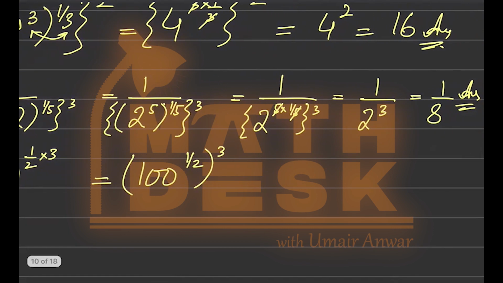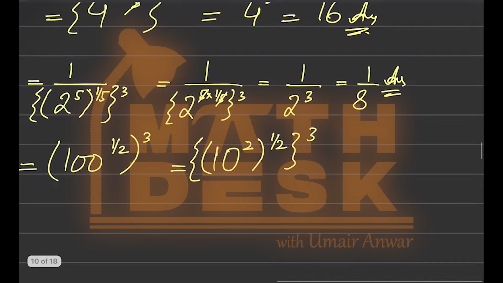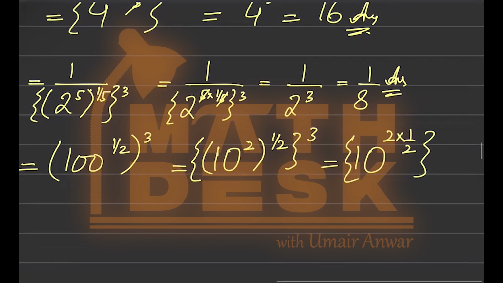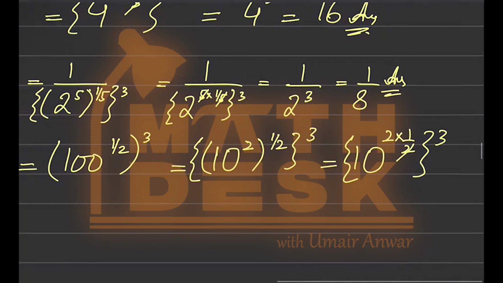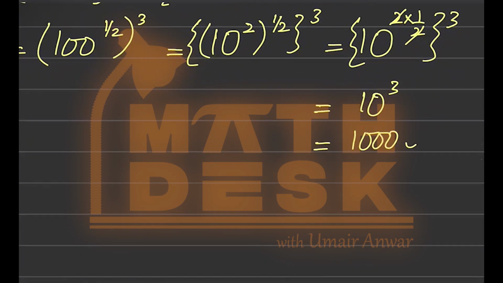Now, to simplify this thing, I would be changing this 100 into 10 square raised to 1 upon 2 whole raised to 3. And now these two indices would get multiplied with each other, 2 and 1 upon 2, so that we can simplify them. So it becomes 10 raised to 2 into 1 upon 2 whole raised to 3. And if we cancel this 2 with 2, we get 10 raised to 3. So the final answer we get over here is 1000 for this part.